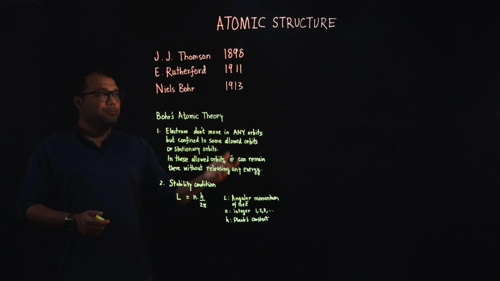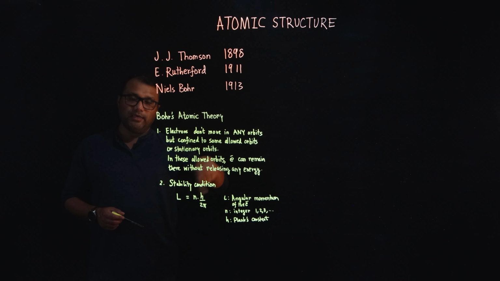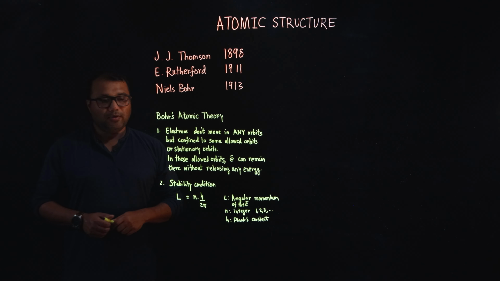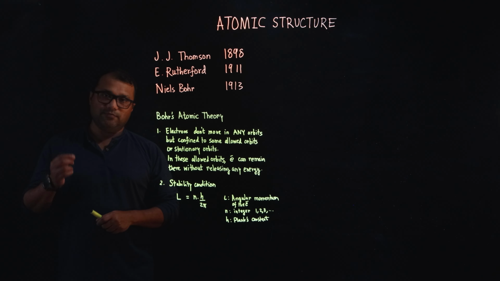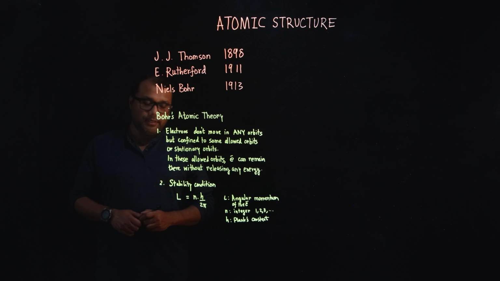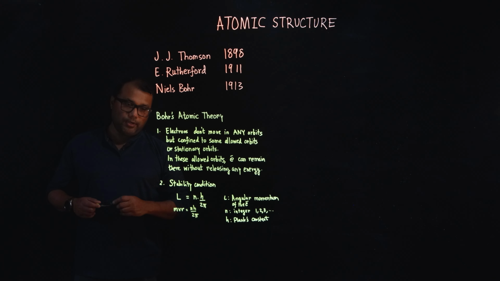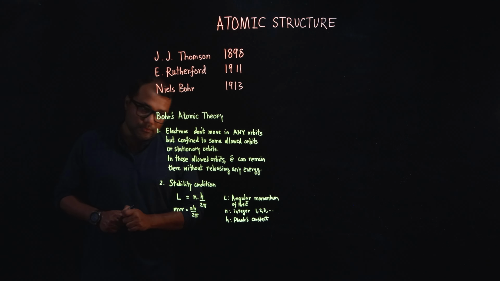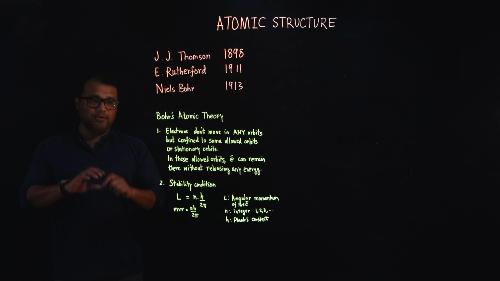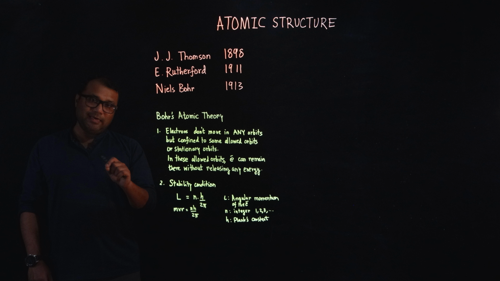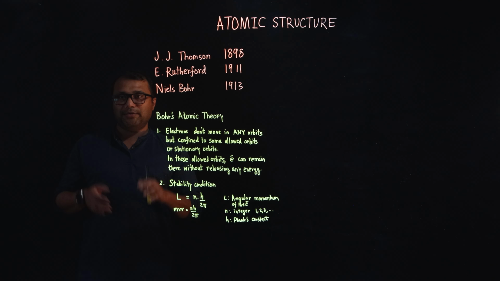Now, the angular momentum of an electron moving in a circular orbit with radius r, if the electron's mass is m and it is moving with the fixed velocity v, will be mvr. Okay, we can even write that: mvr is nh by 2 pi. Okay. So these two postulates prevent the electron from collapsing into the nucleus. But what about those spectral lines?